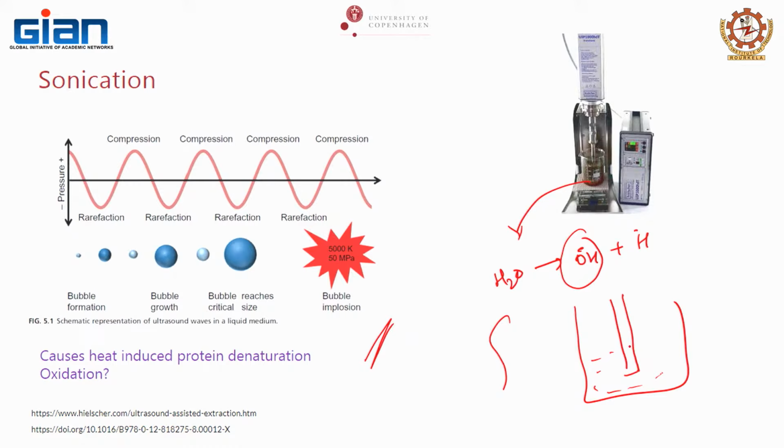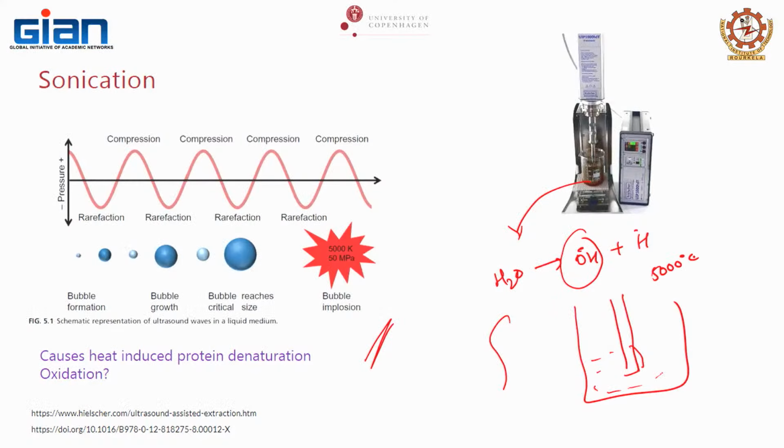And at the surface of this probe, there is a high chance of a high intensity implosion, and that generates, let us say, 5000 degrees Celsius or Kelvin, it is the same now because it is so big a number.